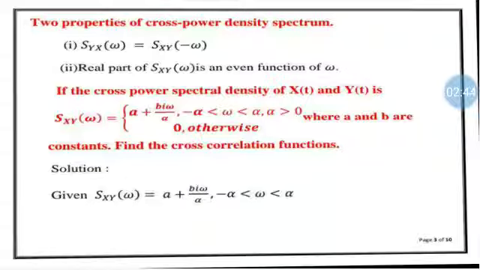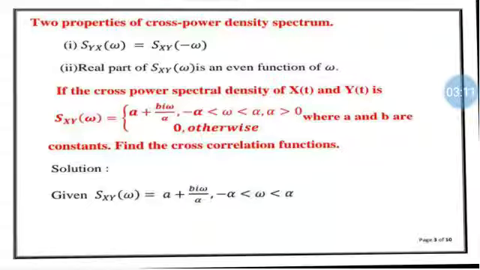First, we see one problem. If the cross power spectral density of x of t and y of t is Sxy of omega equal to a plus bi omega by a, where omega varies from minus a to a and a is greater than 0, and 0 otherwise, where a and b are constants, find the cross correlation function.